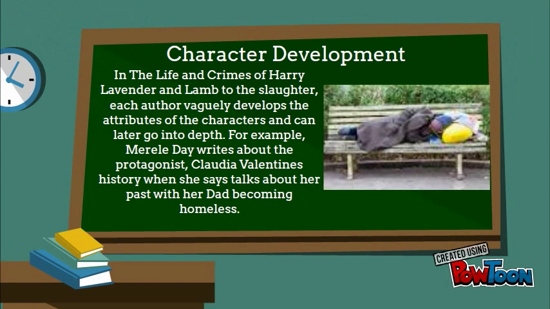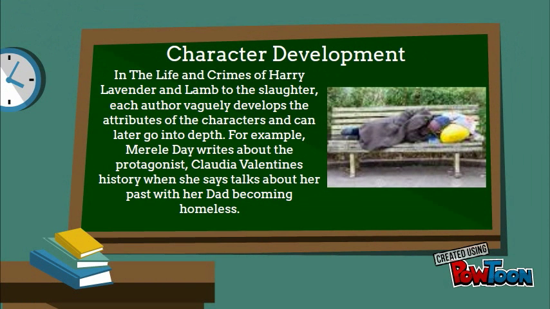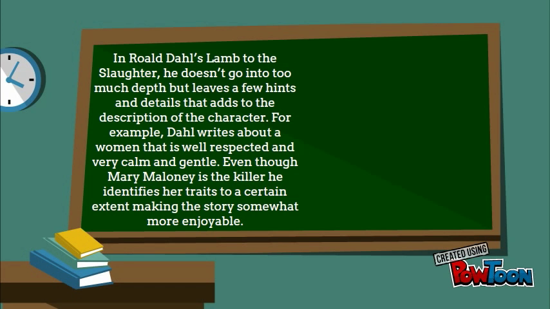In The Life and Crimes of Harry Lavender and Lamb to the Slaughter, each author vaguely develops the attributes of the characters and can later go into depth. For example, Muriel Day writes about the protagonist, Claudia Valentine's history when she talks about her past, with her dad becoming home. In Roald Dahl's Lamb to the Slaughter, he doesn't go into too much depth but leaves a few hints and details that add to the description of the character.